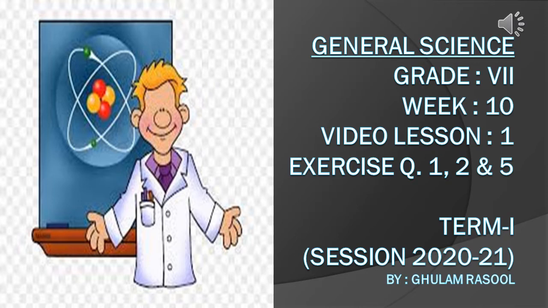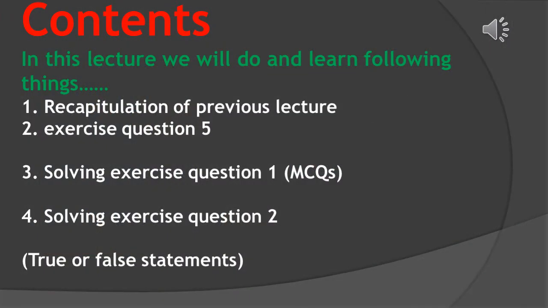We are studying types of simple chemical reactions, and today we are going to solve exercise question 5. Dear students, in this lecture we will do and learn the following things in detail. First of all, we will have an overview of the previous lecture, then we will solve question 5 of the exercise on page number 81 of your textbook, question 1 of the exercise, which is multiple choice questions, on page number 80 of your textbook, and question 2 of the exercise, which is sorting out true and false statements, on page number 81 of your textbook.